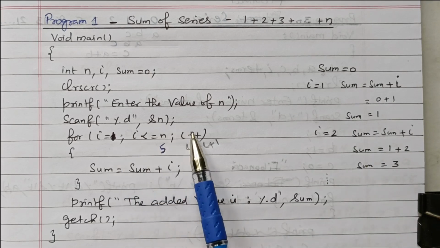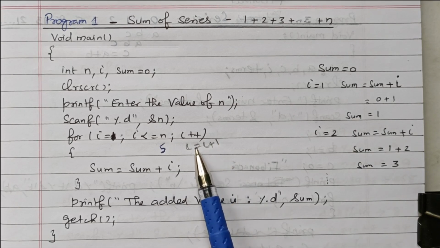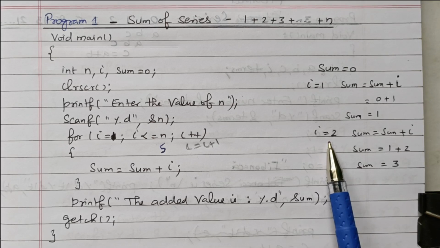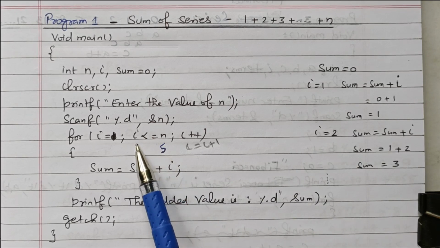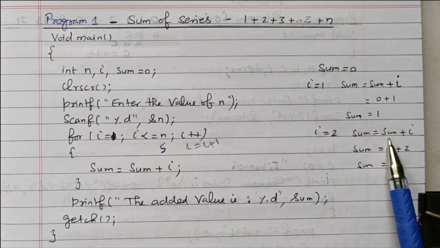Then it will go to the increment, i plus plus, that is i equal to i plus 1. i is already 1, so 1 plus 1 becomes 2, i equal to 2. The condition i less than or equal to n is satisfied, since n is 5 and i is now only 2. Again it will execute sum equal to sum plus i.